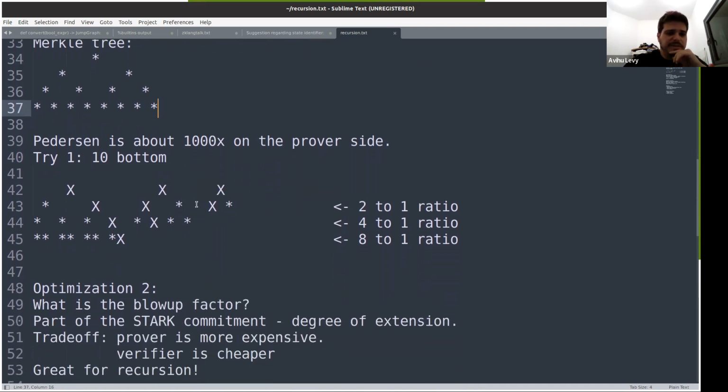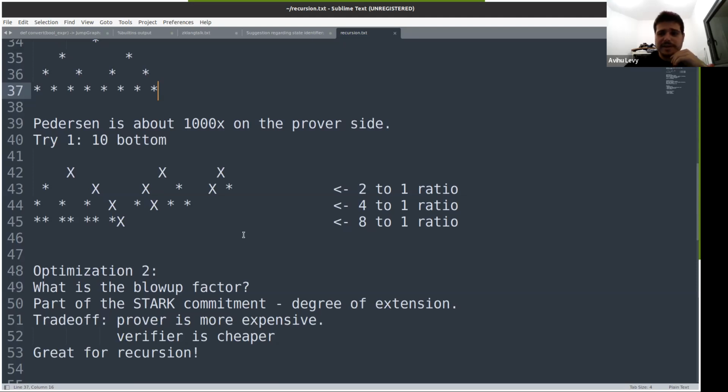If you dig deeper into FRI, there are multiple trees. We have a big tree of height log n, a smaller tree of height log n minus 1, log n minus 2, log n minus 3, and so on. That is where the log squared comes from. The verifier needs to do a verification path on the big tree, on the smaller tree, and this sum is a log squared.